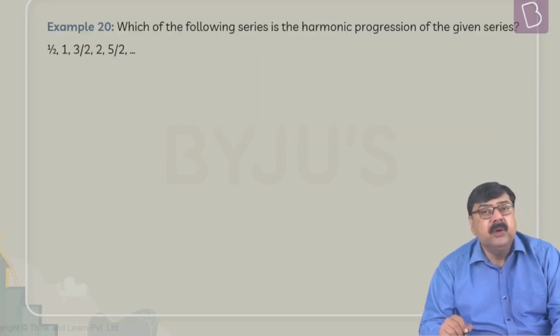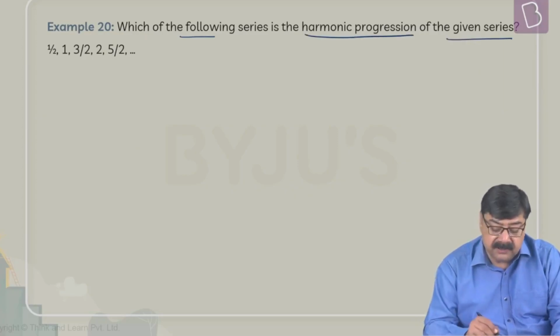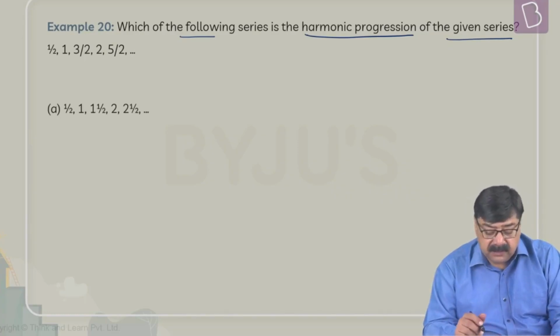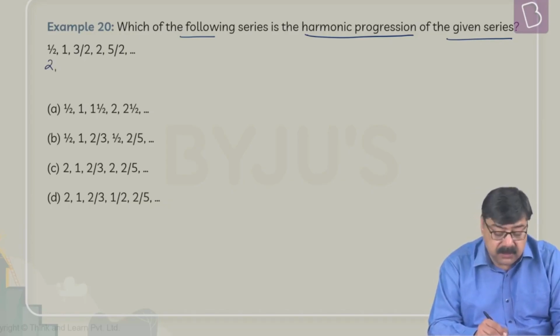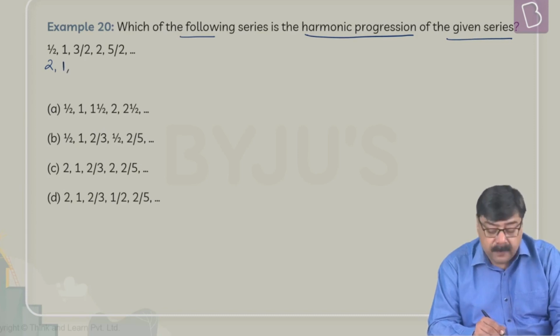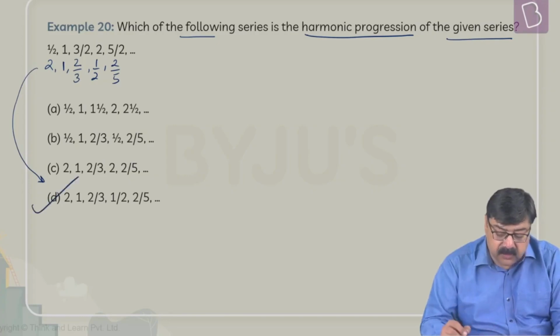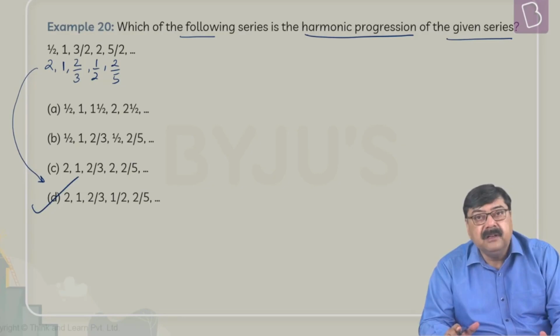Now let's have a look at this question. Which of the following series is the harmonic progression of the given series? So 1 by 2, 1, 3 by 2, 2, 5 by 2. We just have to take the reciprocals of each of the terms here. So choices are given to us. So 1 by 2 becomes 2, 1 stays as 1, 3 by 2 becomes 2 by 3, 2 becomes 1 by 2, and 5 by 2 becomes 2 by 5. So if we look at this series, it's given to us in choice B. That should be the harmonic progression for the given arithmetic progression.